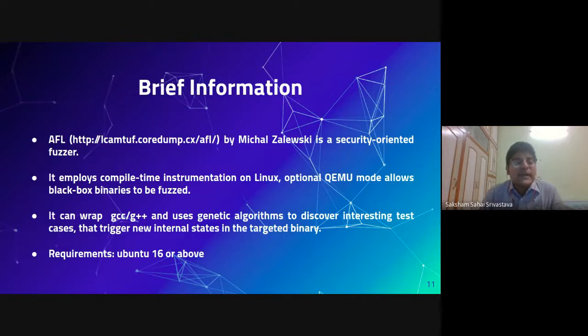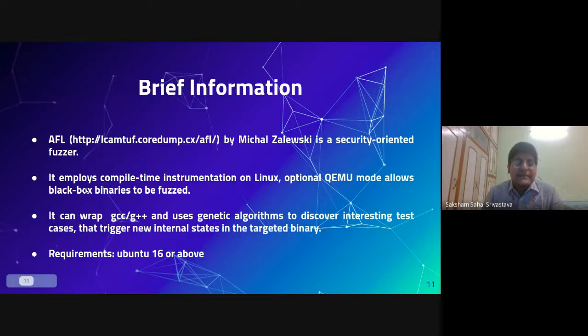So AFL employs compile-time instrumentation on Linux. An optional QEMU mode allows black box binaries to be fuzzed. The optional QEMU mode is something which you want to use temporarily. It is a temporary virtual environment on which you want to do these things. In other words, you don't install AFL completely on a system, but on Linux you can install it completely and work on it. Then AFL can wrap GCC or G++ and use genetic algorithms to discover interesting test cases that trigger new internal states in the targeted binary.